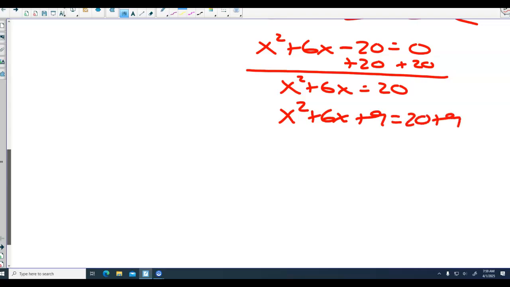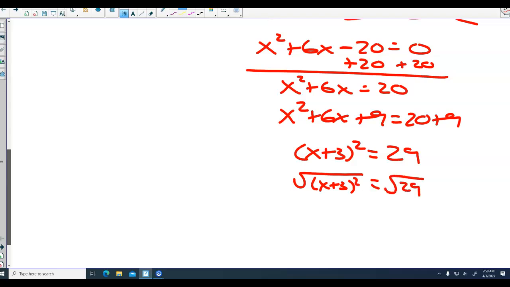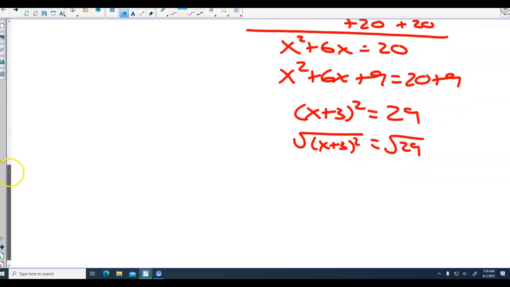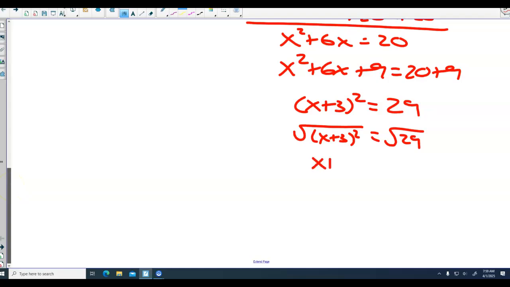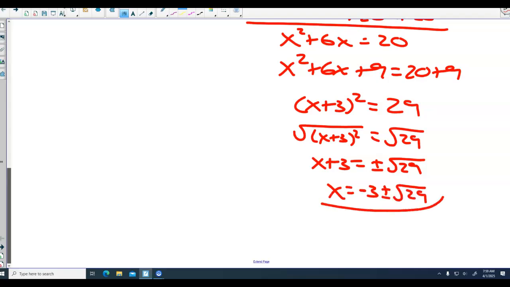So 20 plus 9. We factor what's here: x plus 3 squared. And it's always going to be half the middle term. We take the square root of both sides. Now I can't simplify root 29, so it just becomes plus or minus root 29, and we subtract 3 on both sides. There's our answer.